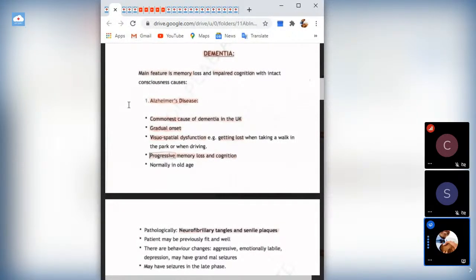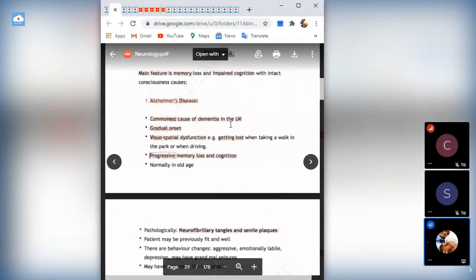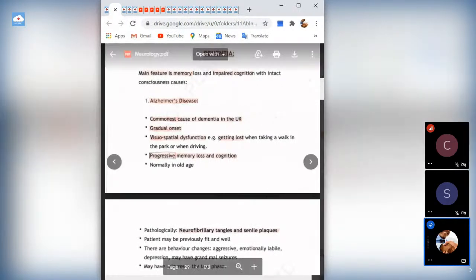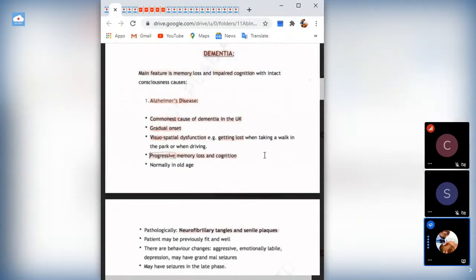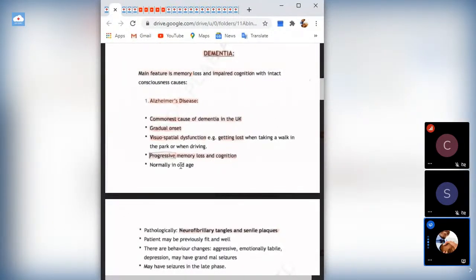Now, Alzheimer's is the commonest cause of dementia in the UK, and of course, you want to write PLAB, which means you want to go to the United Kingdom. So they say it's the commonest cause of dementia in the United Kingdom. It has a gradual onset, with cognitive impairment, then visual-spatial dysfunction, getting lost when taking a walk in the park or when driving. That's visual-spatial dysfunction, normally in old age.